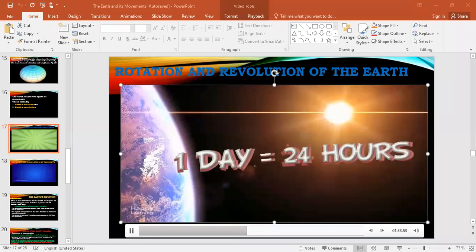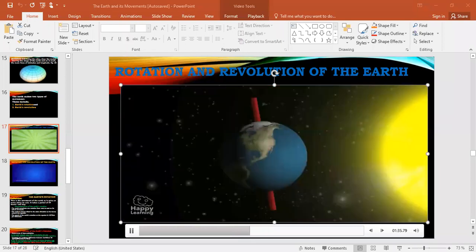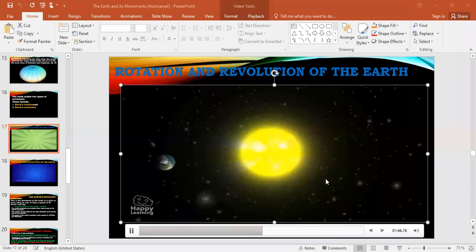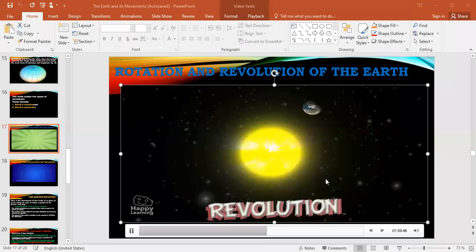One day and night together lasts 24 hours too. Yes, sir. So the movement of rotation causes day and night. Interesting, right? Okay. Now let's see the movement of revolution. As you can see in the pictures, the Earth goes around the Sun in an elliptical orbit.